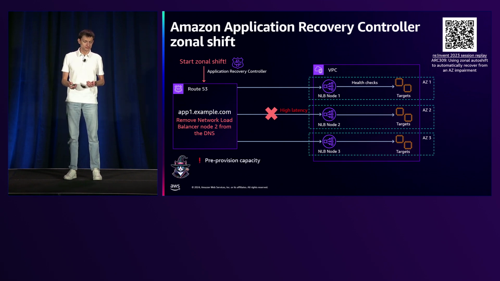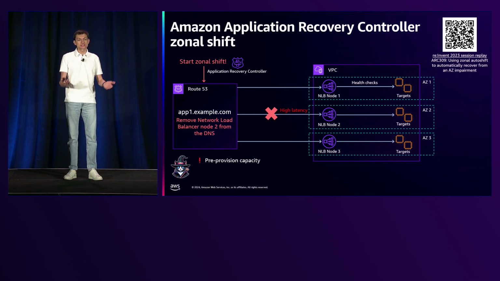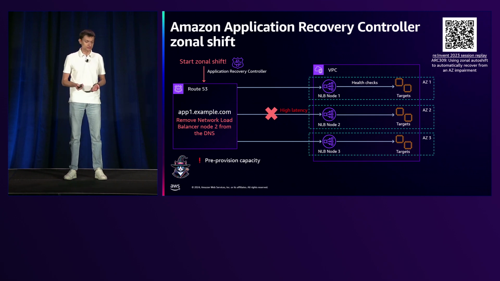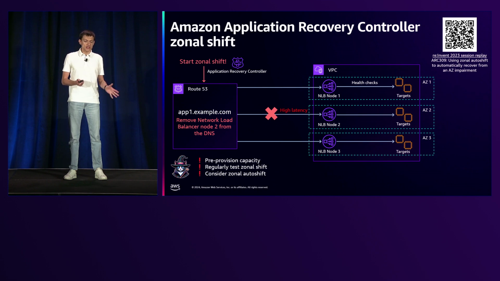A couple of tips for you here. If you want to do this, you need to make sure that you pre-provision capacity. This means that if we evacuate from a particular AZ, all other AZs can handle the spikes of traffic. You would want to test this regularly, so in case of an outage, you can be sure that it works. But something in addition that we released quite recently is zonal autoshift. With zonal autoshift, AWS can do this zonal shift on your behalf.